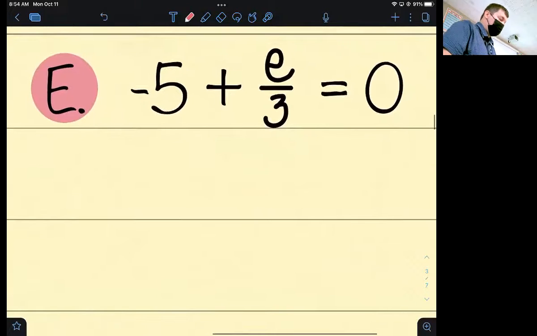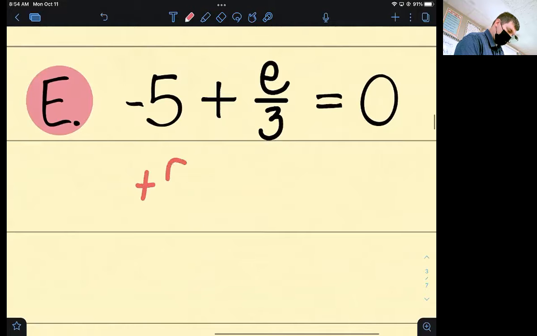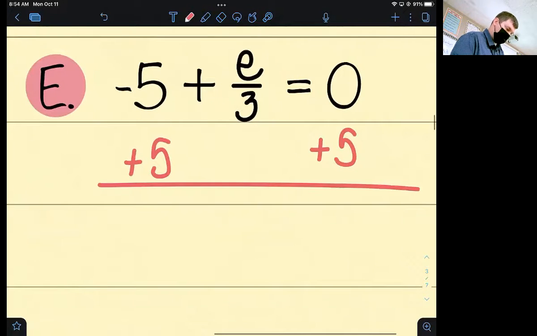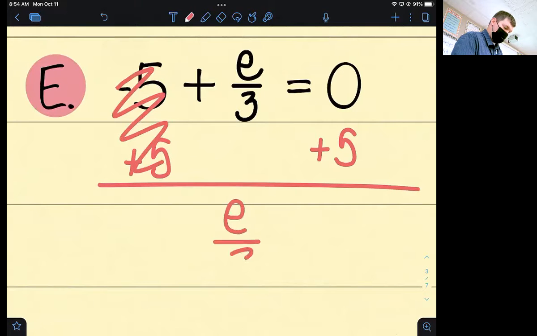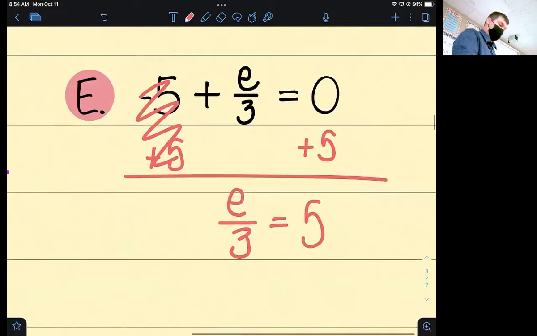Maddie Cheeseman, can you tell me which number I should try to get rid of first? The negative 5. That's right. The constant term that's on that variable side. What's going to get rid of a negative 5? Okay. That's going to give us e over 3 equals, Maddie, what's 0 plus 5? 5. Okay. Step 1 complete.